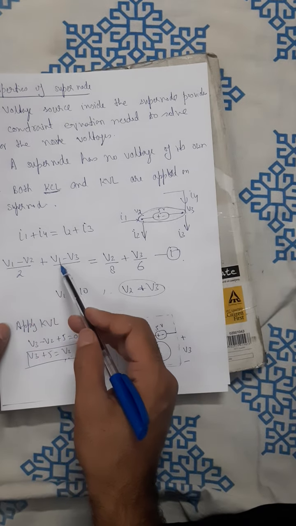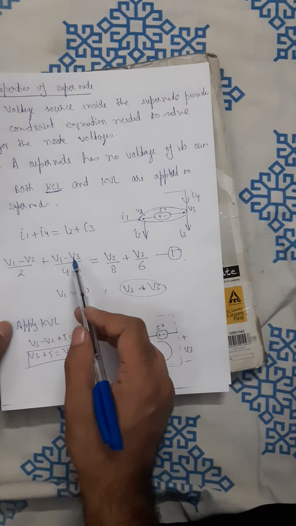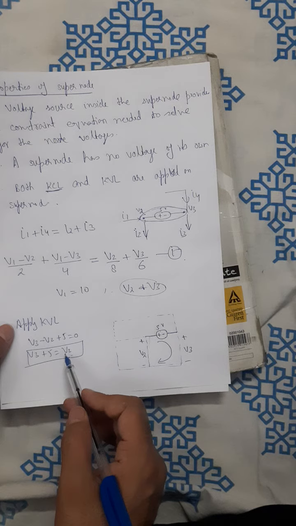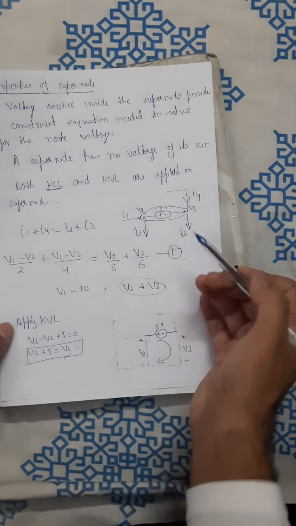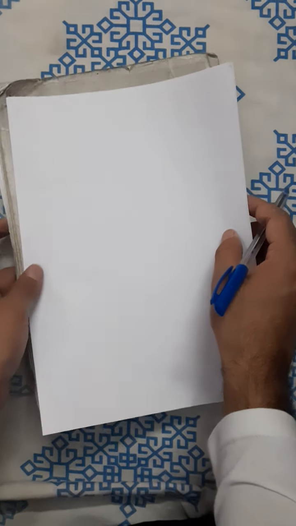V1 is equal to 10. Here V1 is equal to 10. Solve the equation. You will get the equation in terms of V2 and V3. Here you have equations in terms of V2 and V3. Substitute the value of V2 from this equation in this equation and get the values of V2 and V3. It's easy. So next problem.